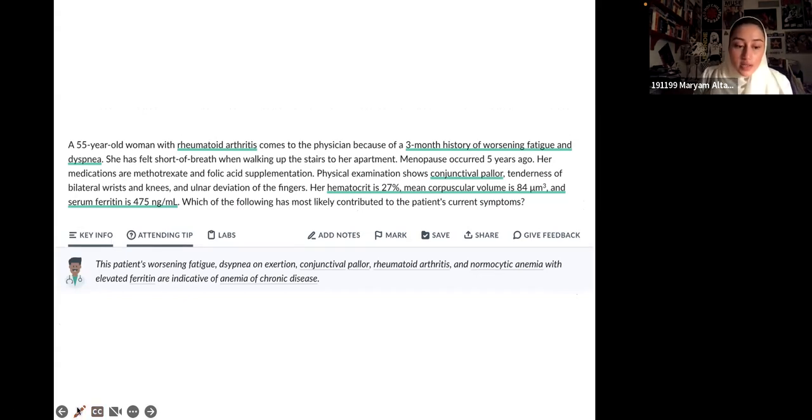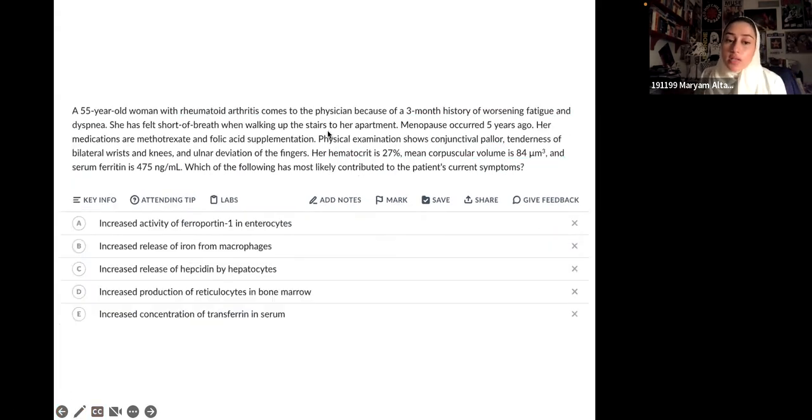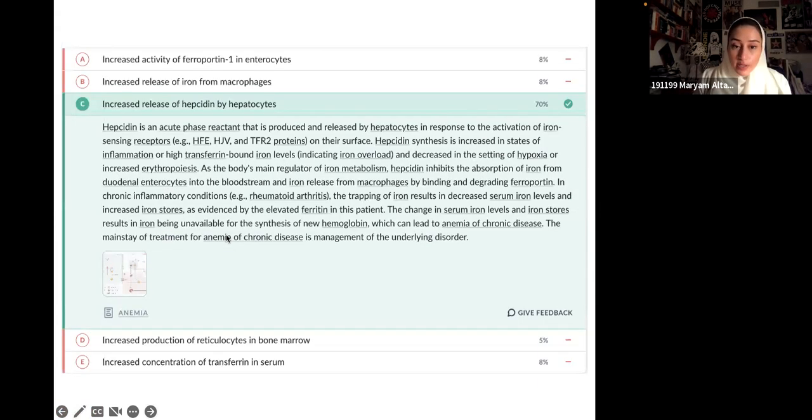So another way of asking this question, instead of giving you a long vignette, is what is the mechanism of anemia of chronic disease? What is the pathophysiology? So what we can say for that is, you guys did amazing. You're 100% right. It is increased release of hepcidin by hepatocytes. So what is hepcidin and why does this happen?